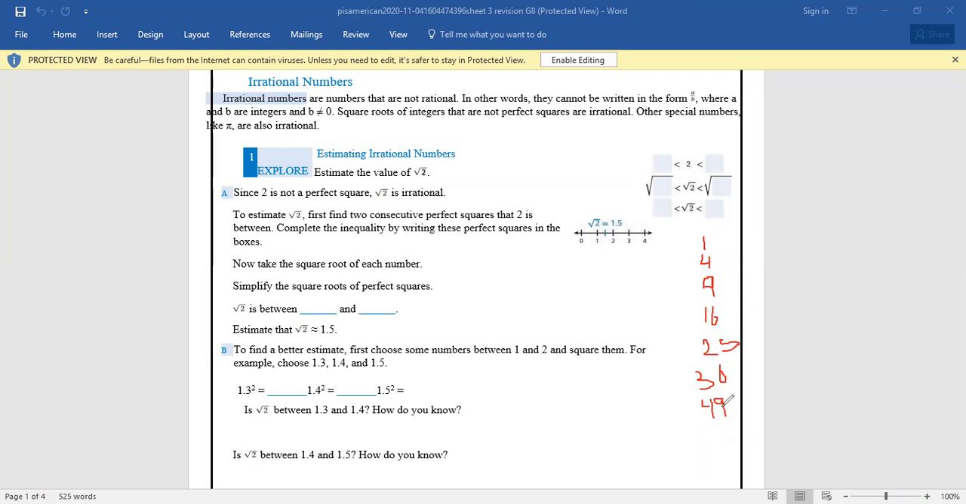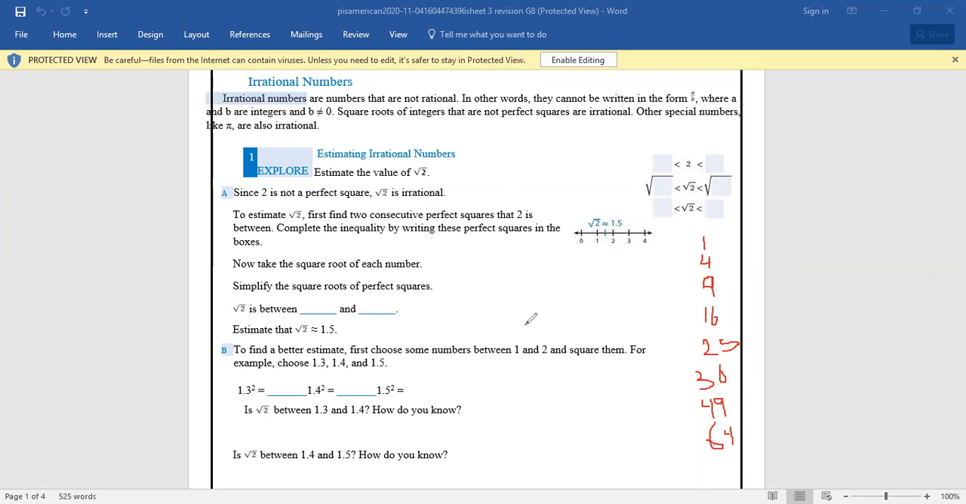49 comes from 7 times 7. So the next number should be 8 times 8, which is 64. Right? And then 81, and then 100, and so on. 121 is 11 times 11, and so on.